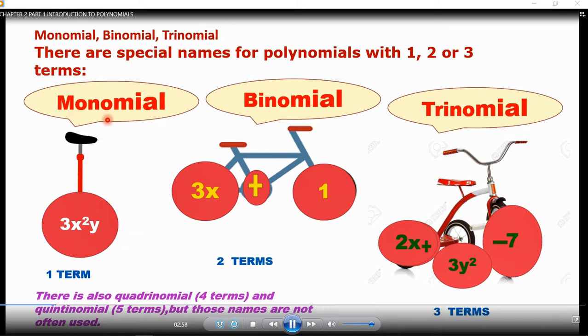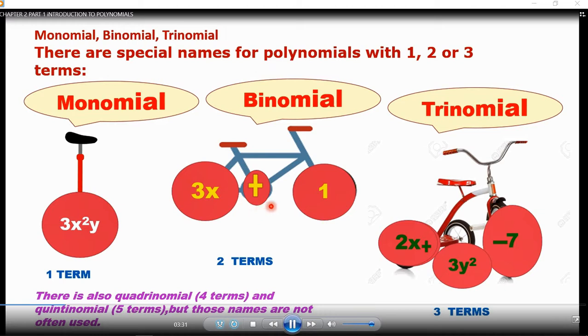How do we get the name monomial? You know monocycle, you know bicycle, and you know tricycle. The same type of names are given over here. Monomial, binomial means 2, and trinomial means 3. But here there are not wheels, there are terms. Monomial means one term, binomial has two terms, and there you can see a sign of addition.